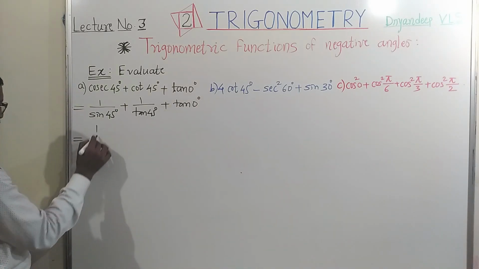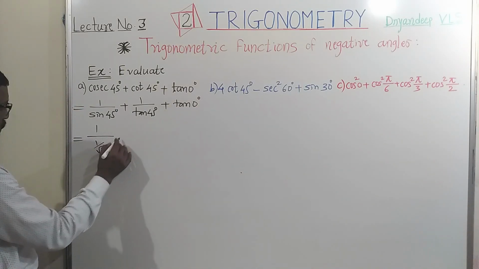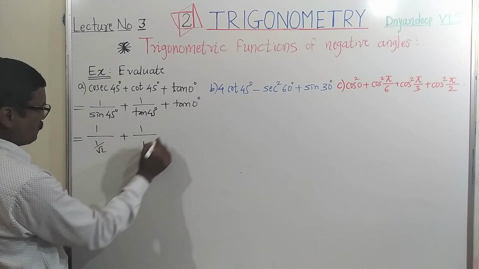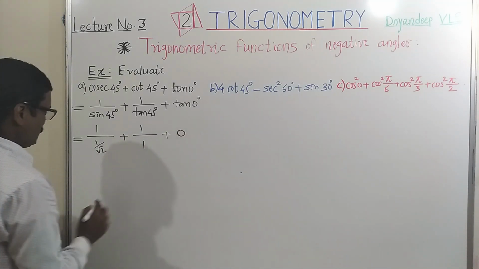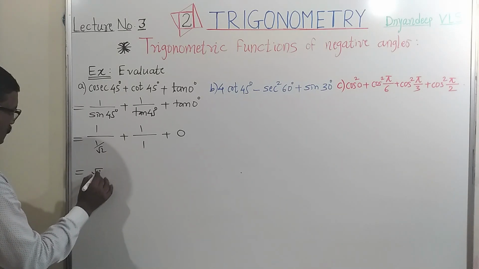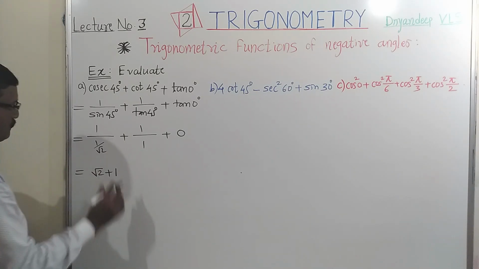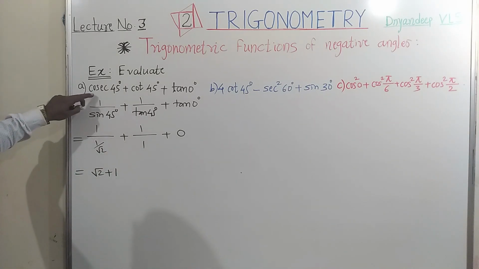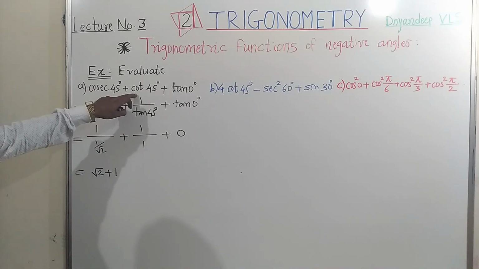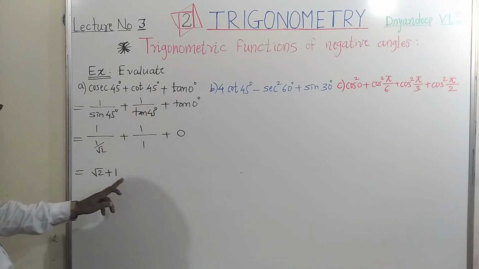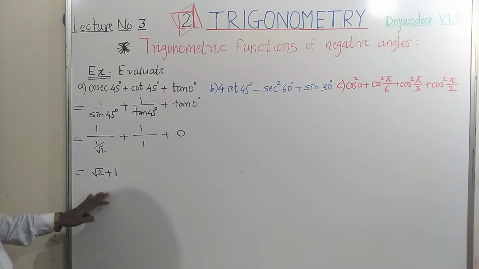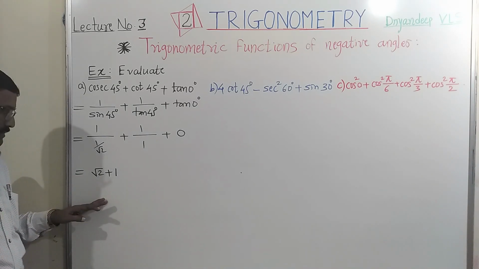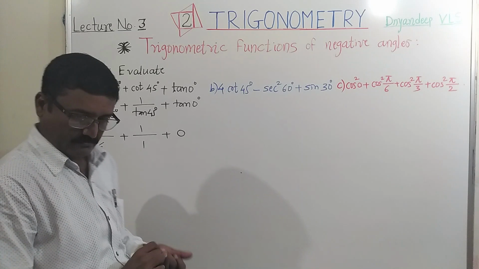Now it is equal to 1 upon root 2 plus 1 upon 1 plus tan 0 is 0. So this is equal to root 2 plus 1. Otherwise, you can write cosec 45 is root 2, cot 45 is 1, and tan 0 is 0. You will immediately get the answer. Okay. Let us see the second one.